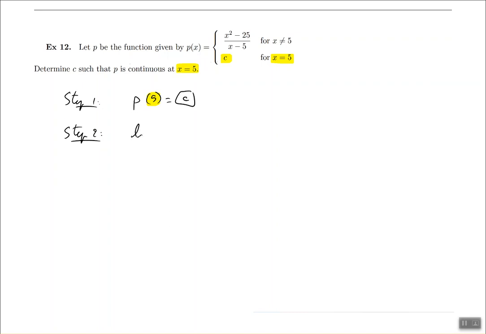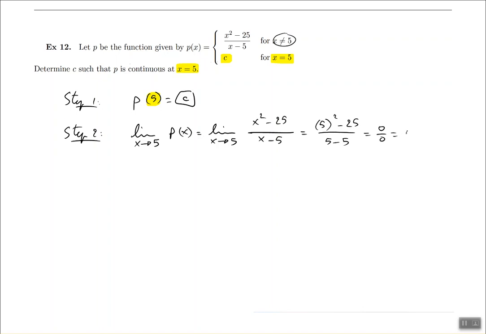Step number 2 is to look for the limit as x approaches the border 5 on this problem p of x. So in other terms, we're looking for the limit as x approaches 5, and the equation is x squared minus 25 divided by x minus 5. Why did I use this equation? I use this equation because x is approaching 5, which means it's not equal to 5. And when x is not equal to 5, we are expected to use the first equation. By the way, if I plug in the 5 right now, I get 5 squared minus 25 divided by 5 minus 5, which is 0 over 0, and this is kind of bad.